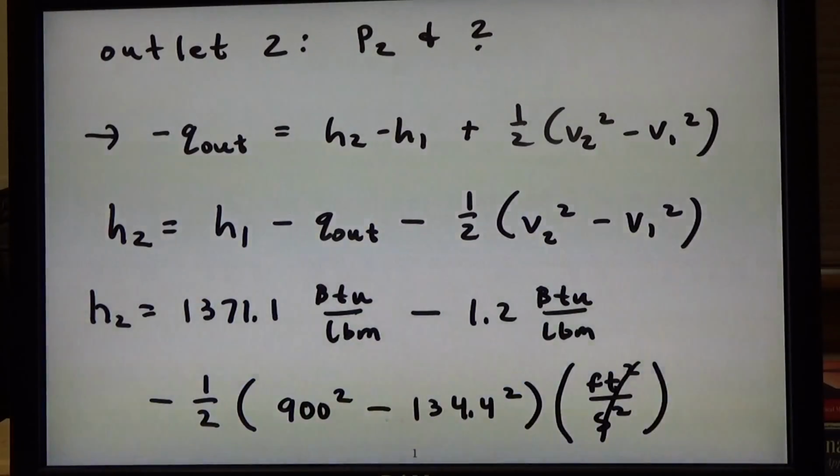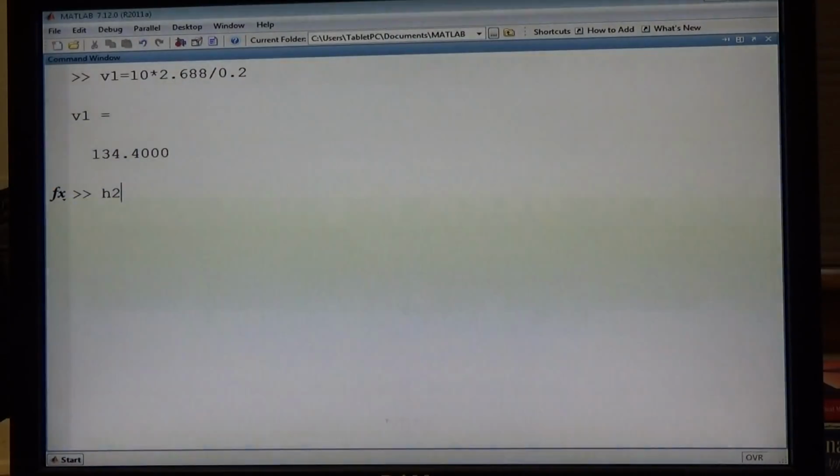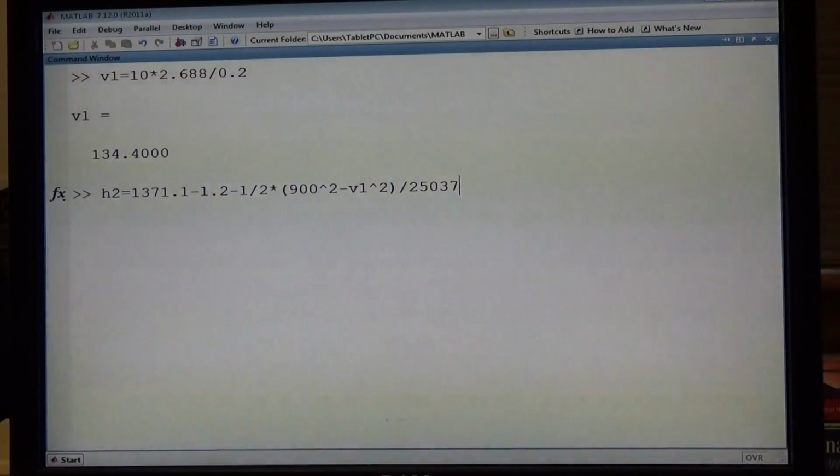So let's go ahead, we'll calculate H2. H2 here is going to be equal to 1371.1 minus 1.2 minus 1/2 times 900 squared minus our V1 squared, and then multiplied by that conversion factor, we divide by 25,037. So H2 ends up being 1354.1.